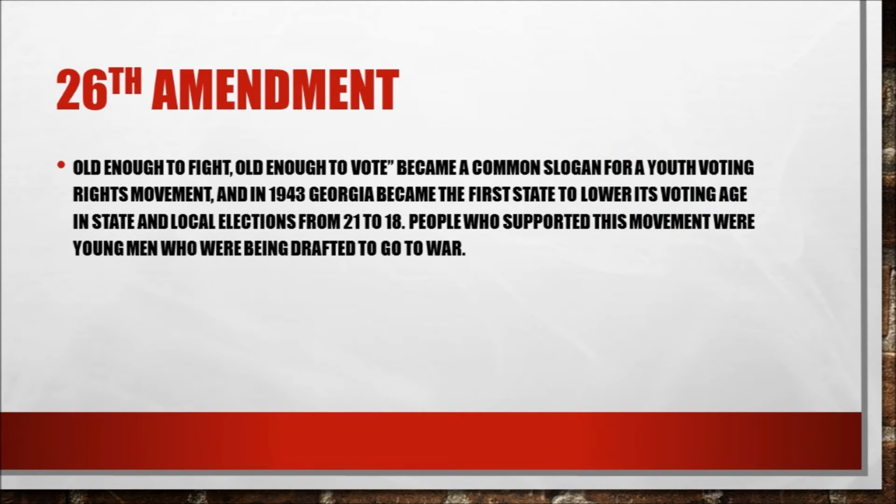The 26th Amendment argued that if a young man was able to go to war, he should be old enough to vote. Old enough to fight, old enough to vote became a common slogan for the youth voting rights movement, and in 1943, Georgia became the first state to lower its voting age in its local elections from 21 to 18. People who supported this movement were young men who were being drafted to go to war.